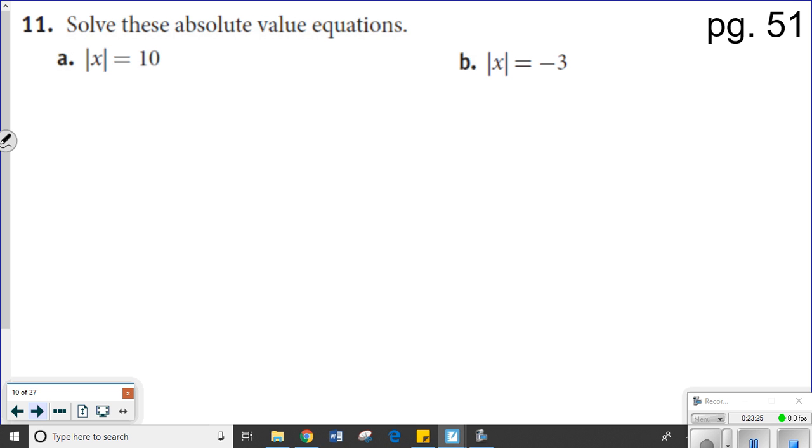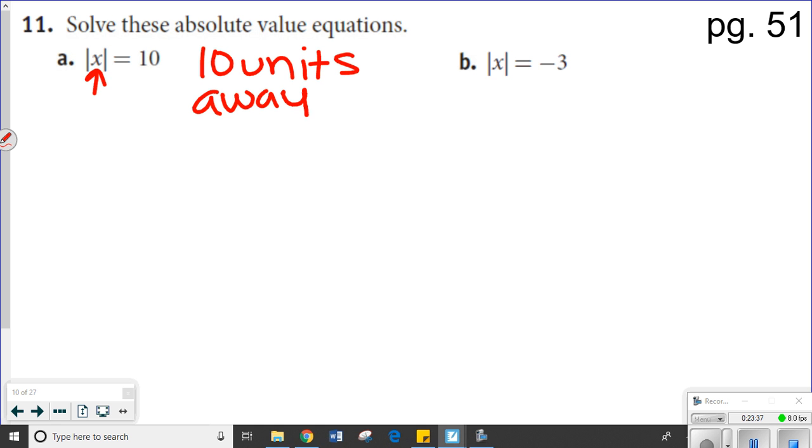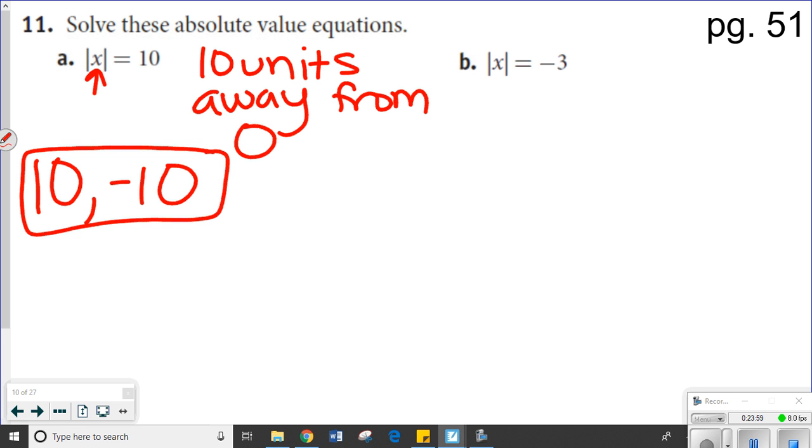Question 11. This is saying which two x values are 10 units away from what number is inside my absolute value bars with the x? There isn't a number there, so 10 units away from 0 on your number line. If you start at 0 and go 10 to the right, you're at 10. And if you go 10 to the left, you're at -10. So these are our two answers here.